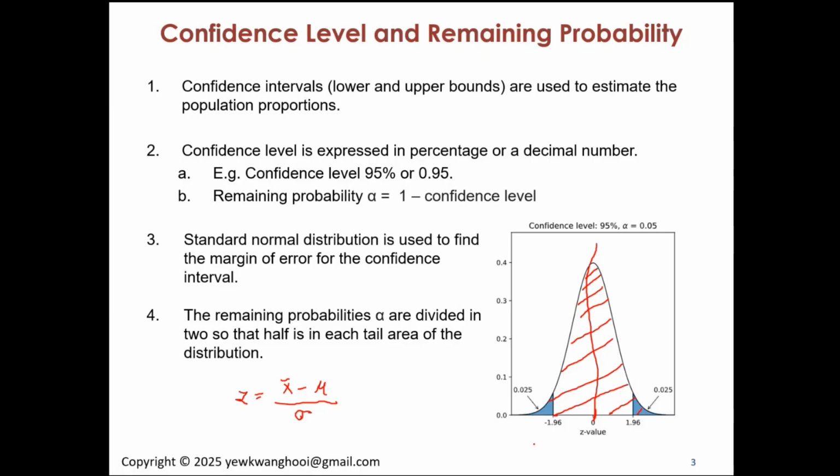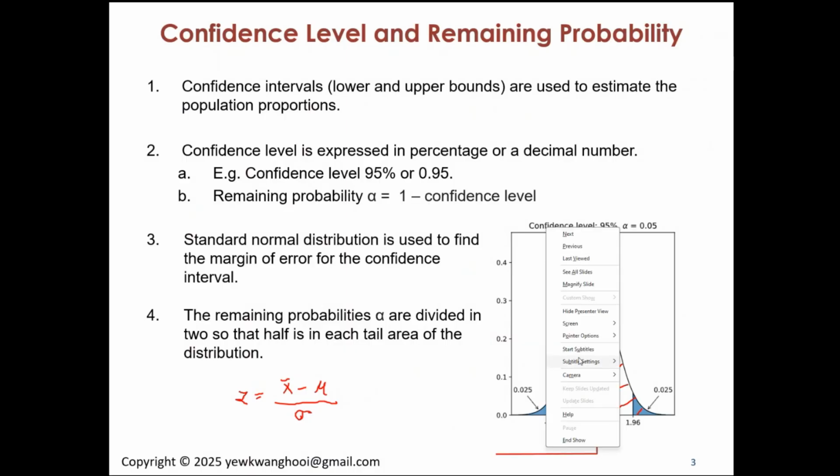And then the z value at the bottom will be from -4 or -3.